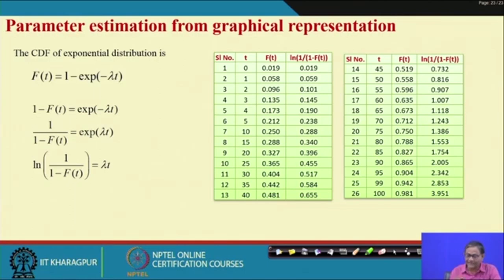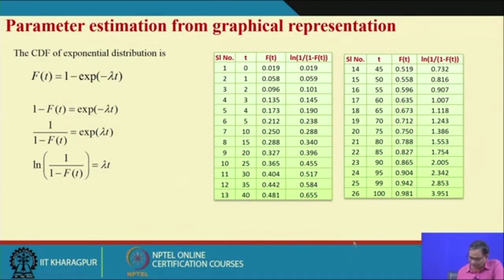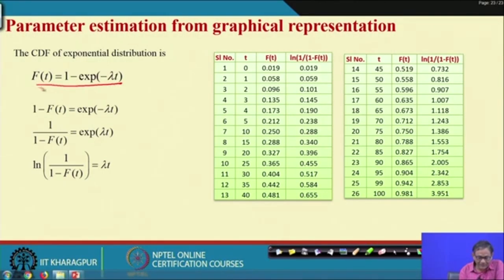Now suppose you have data and you want to find out the lambda values graphically. From theory you have seen that the lambda value is 1 by mean time to failure, the reciprocal of mean time to failure, but here suppose you have data and you want to find out what will be the lambda value from plots. So, this was given here. So, we know the cumulative distribution of exponential distribution will be like this. So, you just do this manipulation. So, 1 minus this equal to this and this, then finally log, this is the equation.